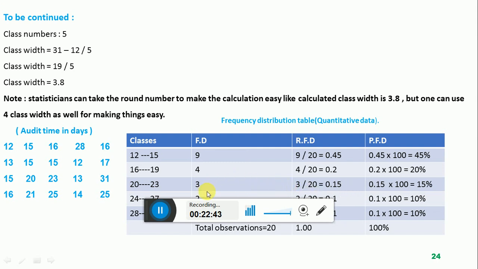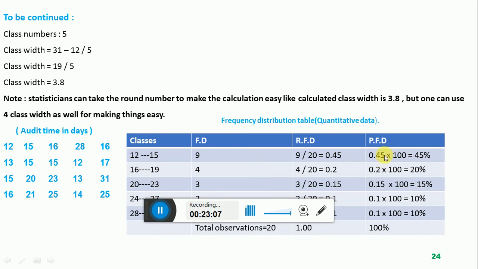Again, the frequency of the fourth class is 2. 2 divided by the total number of observations, 20, so 2 over 20 is equal to 0.1. In this way we can compute the relative frequency distribution for a particular class. Again, percent frequency distribution. In the percent frequency distribution we compute only the percentage of the particular class relative to all other classes.